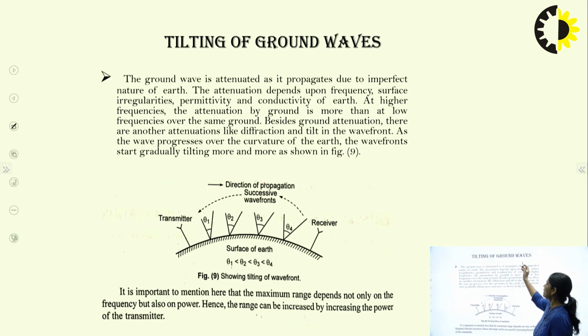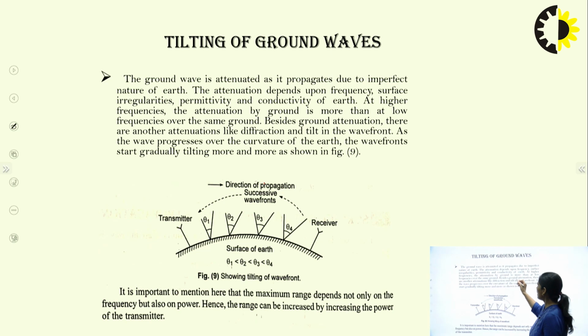Now, tilting of ground waves. Tilting of ground waves means the ground wave is attenuated as it propagates due to the imperfect nature of the earth. The attenuation depends upon frequency, surface irregularities, permittivity and conductivity of the earth. At higher frequencies, the attenuation by ground is more than at lower frequencies over the same ground.